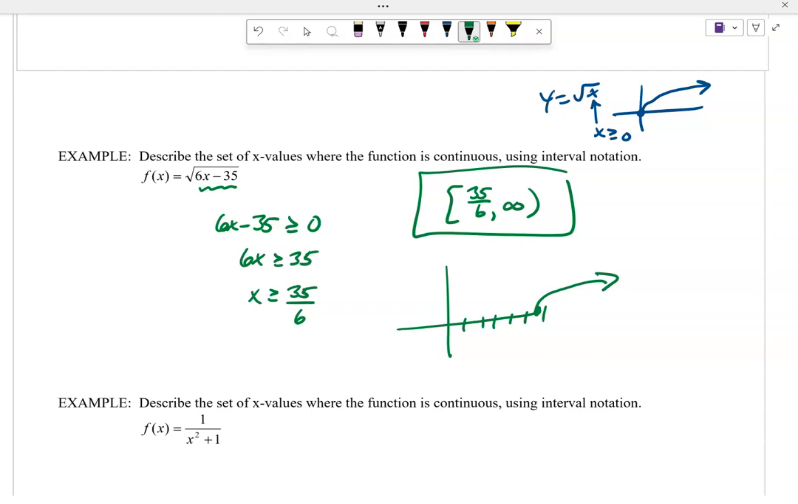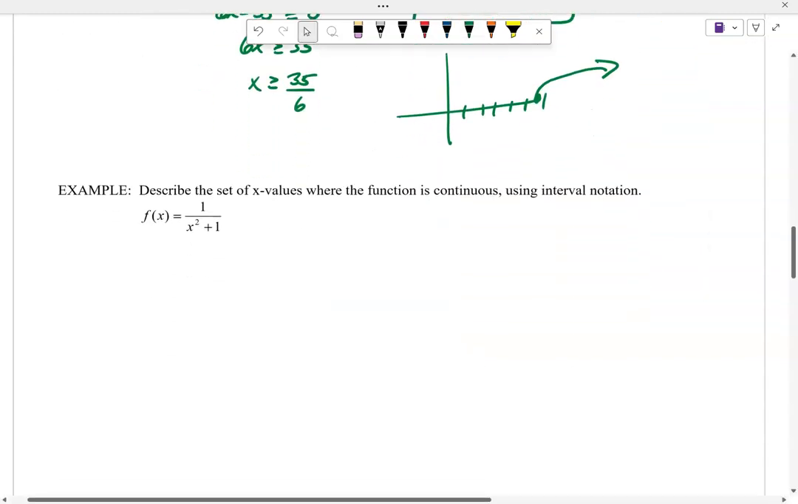All right, let's look at the next one. Where is this one continuous? 1 over x squared plus 1. Now, what I'm looking at with a rational function, is there any problems? Is there any values of x that makes me divide by 0? Like, I can't divide by 0, right? My denominator cannot be 0.